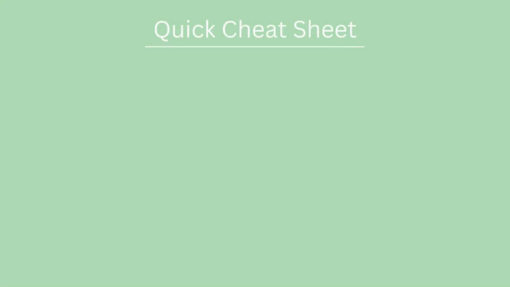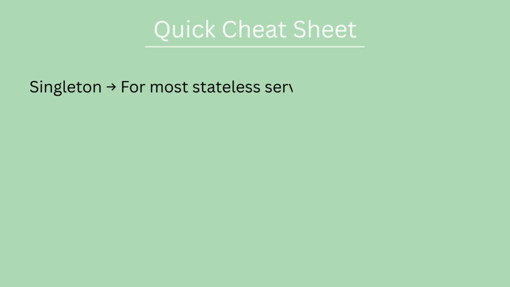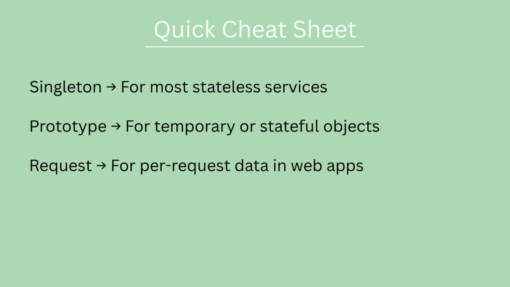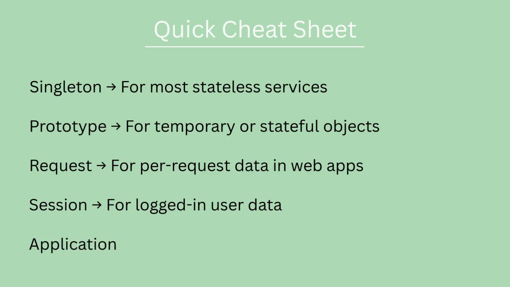When should you use which scope? Here is a quick cheat sheet. Singleton for most stateless services. Prototype for temporary or stateful objects. Request for per-request data in a web app. Session for logged-in user data. Application for global application beans. And that's everything you need to know about Spring bean scopes.